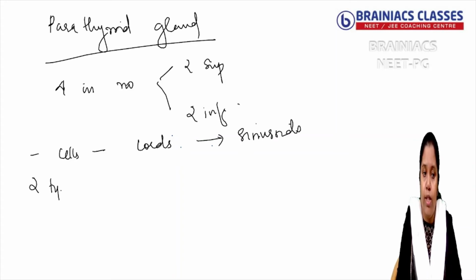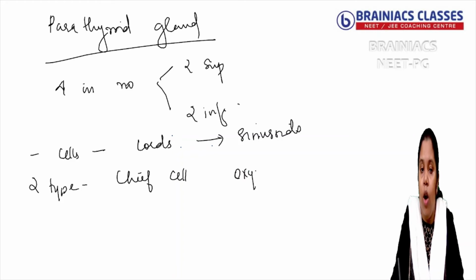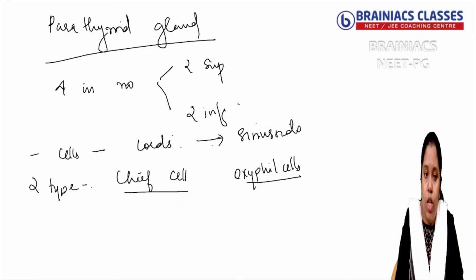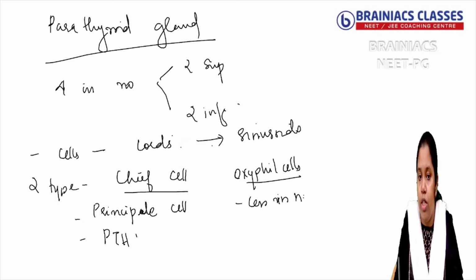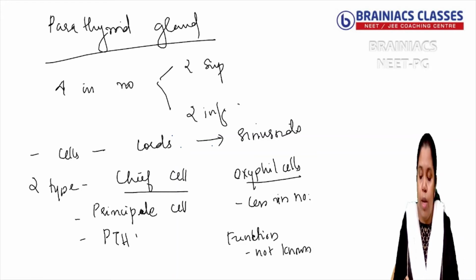There are 2 types of cells: the chief cells and the oxyphil cells. Chief cells are also called principal cells, and they secrete parathyroid hormone. Oxyphil cells are fewer in number and their function is unknown. So this is about the parathyroid gland.